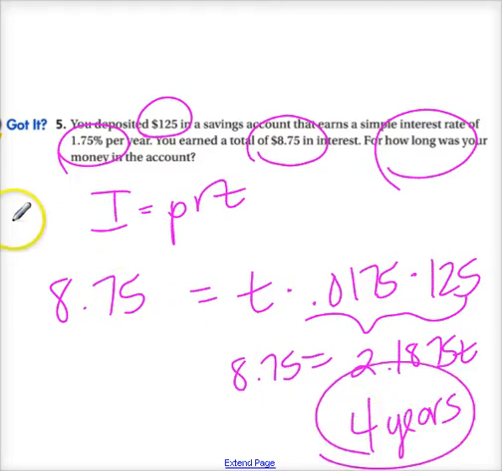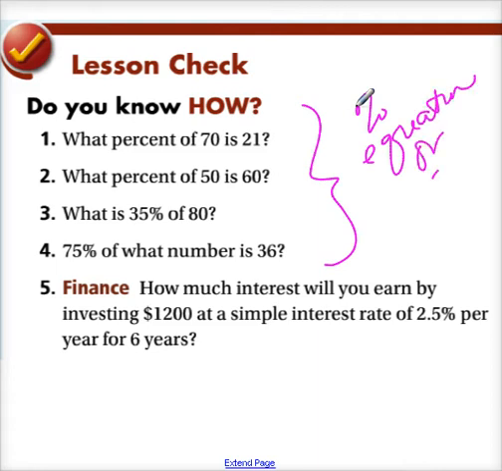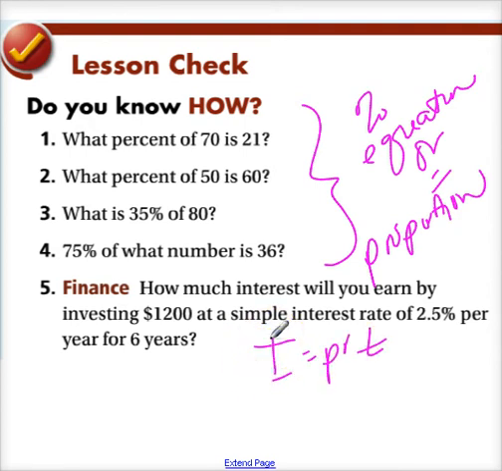Okay, so this is your simple interest formula. That ends our lesson. Here's the lesson check. You're solving 4% problems. You may use the percent equation or the proportion, whichever you like better. And then you have a simple interest problem as well. Good luck.